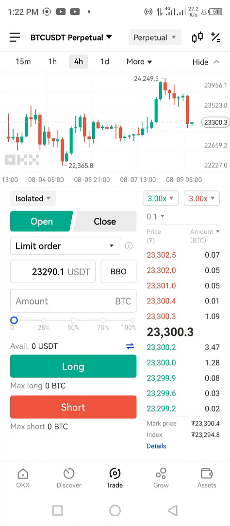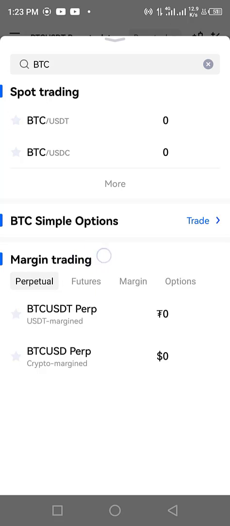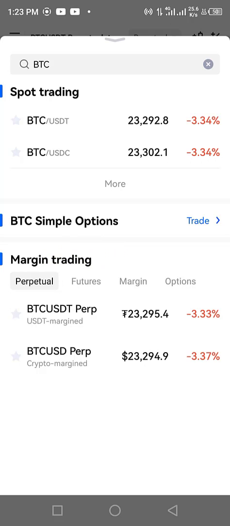Then if you look at this area, if I click on this BTC USD perpetual right here, it will take me to this option, and under All I click on BTC. If you look at margin trading, under margin trading we have perpetual, futures, margin, options. Under perpetual we have BTC USDT perpetual and BTC USD perpetual. Now there's a difference between these two pairs. One has USDT and the other has USD.